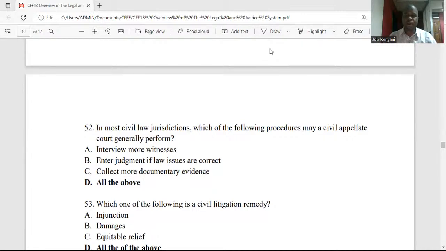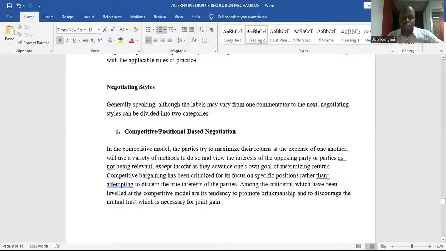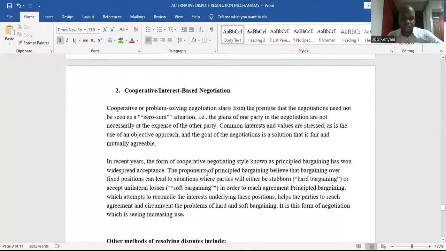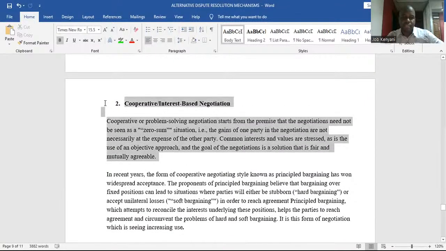So you want me to talk about the negotiating styles? I think they are here. Negotiating styles. You have positional, or competitive. Then we have interest-based.